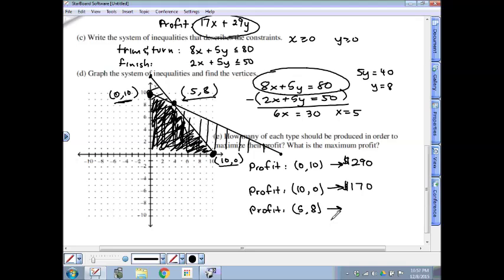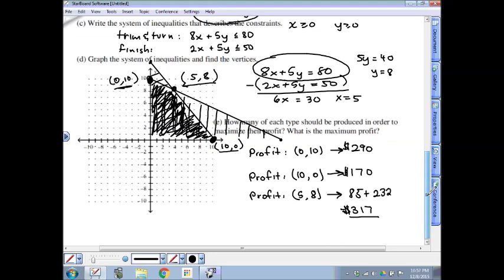This one here, 17 times 5 is 85. And then 29 times 8 is 232. So this results in a profit of $317. That's the maximum profit. So in order to maximize the profit, you should make 5 homers and 8 timbers.